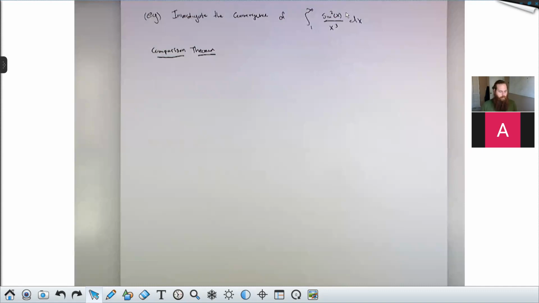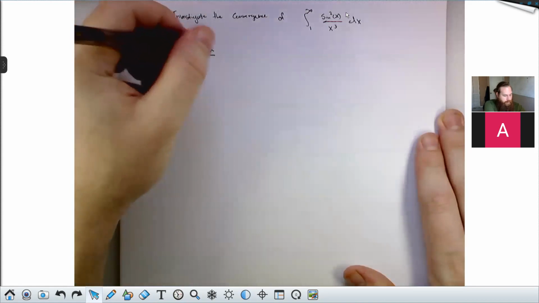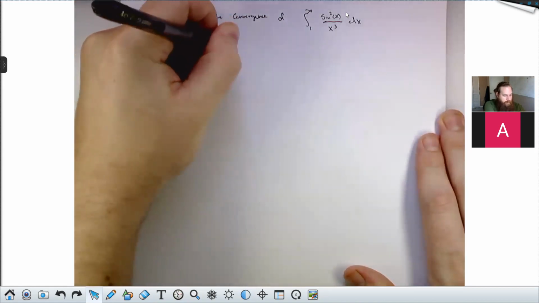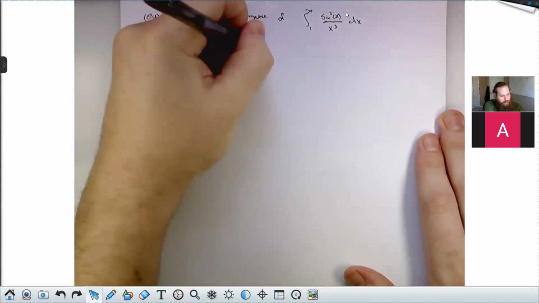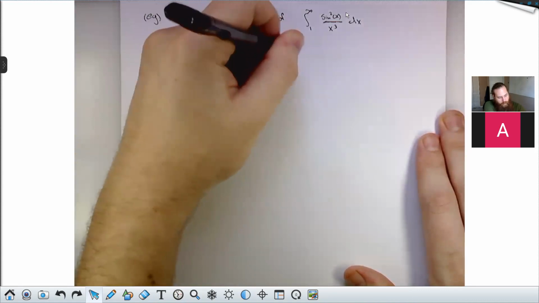1 over x cubed. So there's two things you want to keep in mind for your comparison. The inequality, and then how difficult is the integral you're wanting to compare against to evaluate. You want the integral that you're comparing against to be as simple as possible. And then, of course, you need your inequality to be true. So first, I'm going to build the inequality. My aim is to compare with the integral 1 to infinity 1 over x cubed dx.